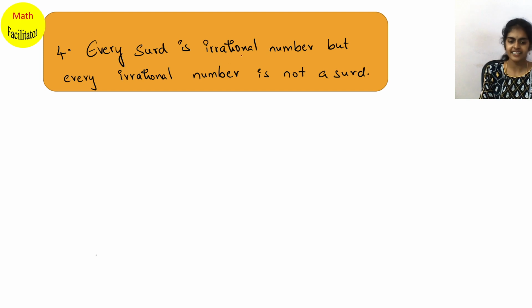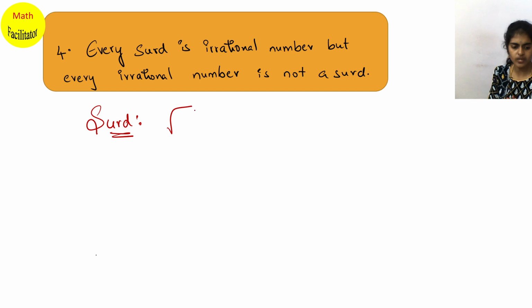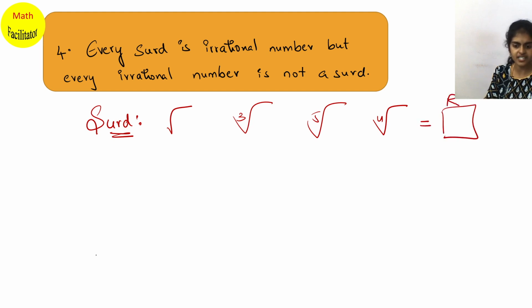Every surd is an irrational number, but every irrational number is not a surd. Now what is the meaning of surd? A surd is nothing but, see, whenever you have any root, it can be a square root, a cube root, a fifth root, a fourth root. Just now you have seen a fourth root. If you are not able to get a rational number as the answer, then it is called a surd.